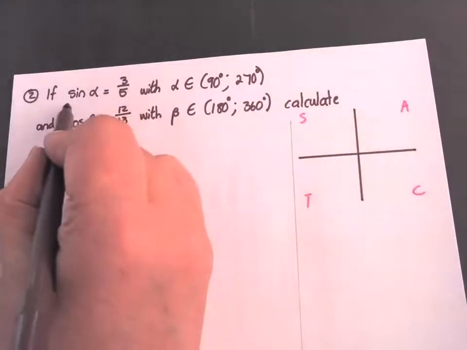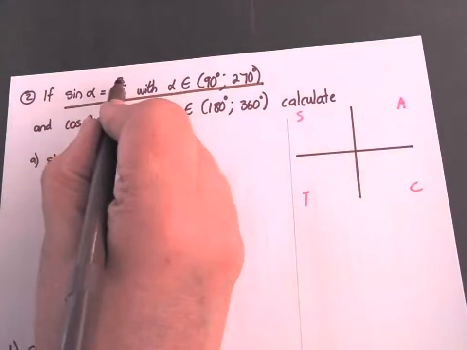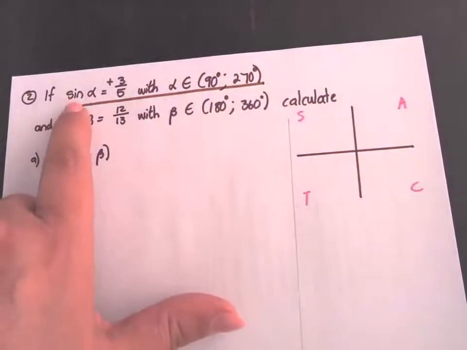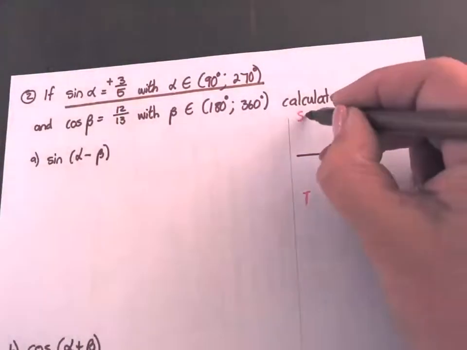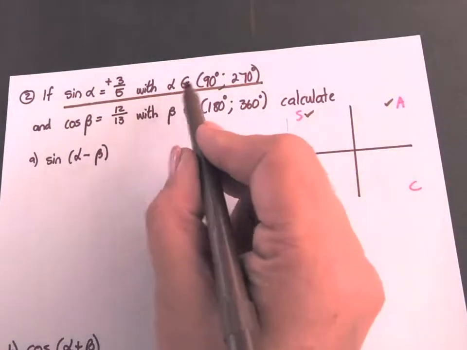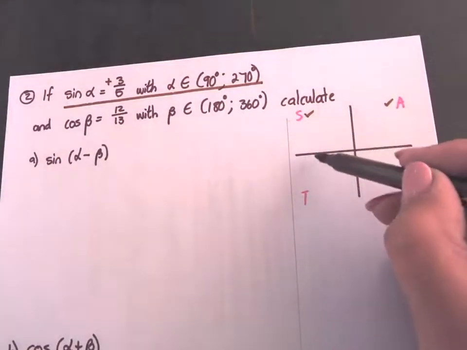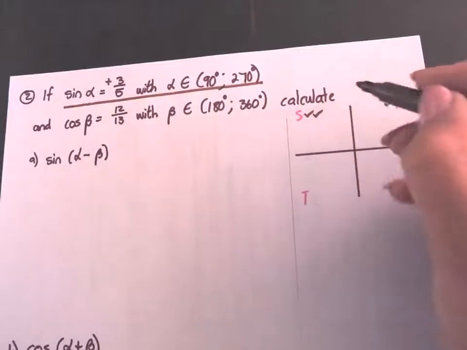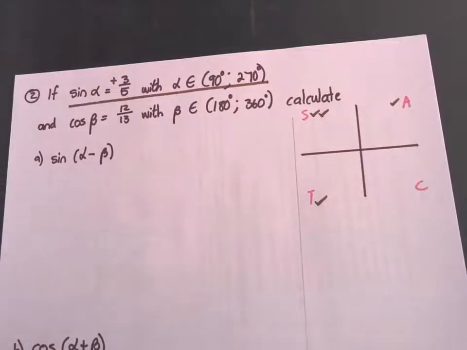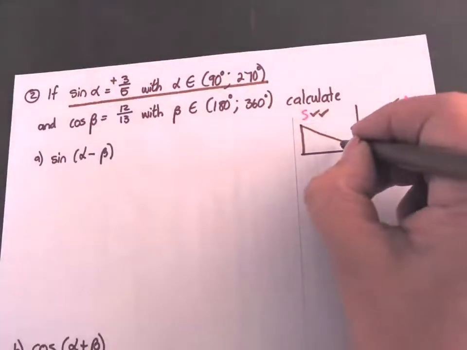Let's look at our first angle's clues. Sine alpha is 3 over 5. That is a positive answer. So where is sine positive? On the top two quadrants. Alpha is between 90 degrees and 270 degrees. So it's from there till there. So it's the left-hand side's quadrants. And where are the most ticks? Second quadrant. So my triangle will lie here. And it is alpha.